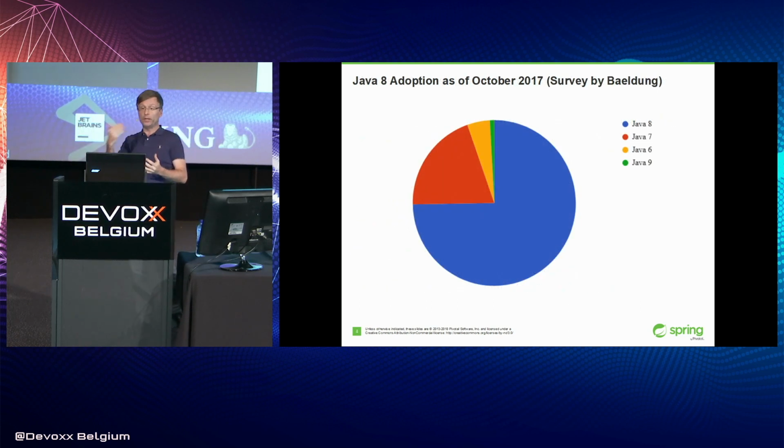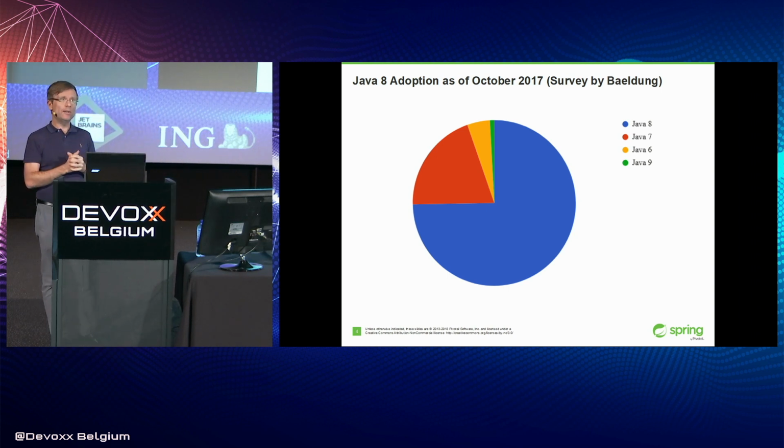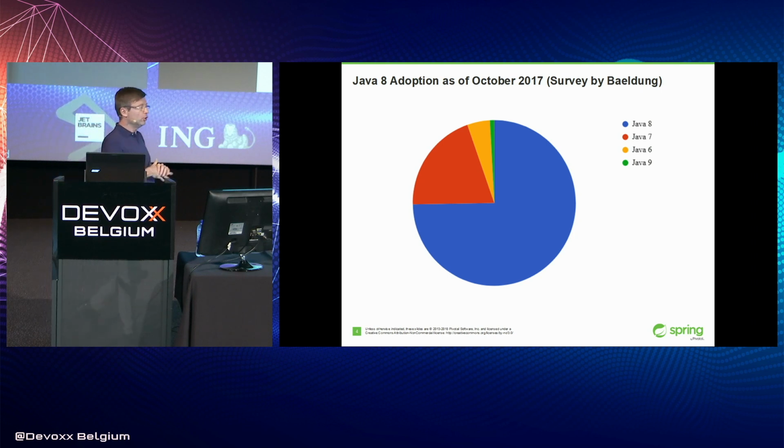So the point that we were waiting for is roughly this one. That's a survey from about a year ago. We were waiting for the point where Java 8 is so established in the industry that we could ship a framework generation and a Spring Boot generation with a hard requirement on Java 8.